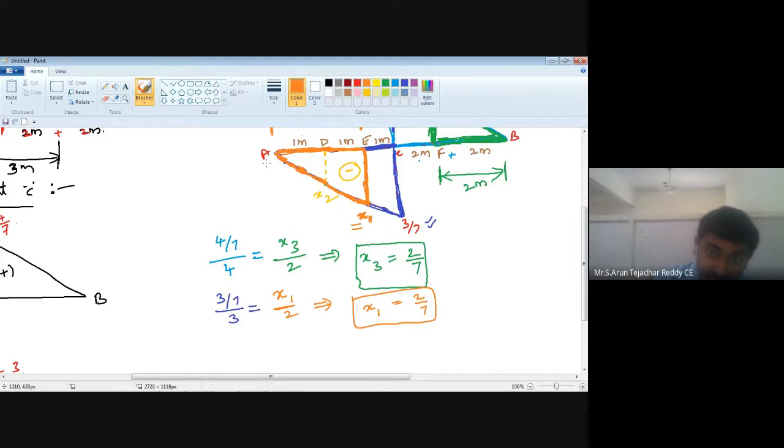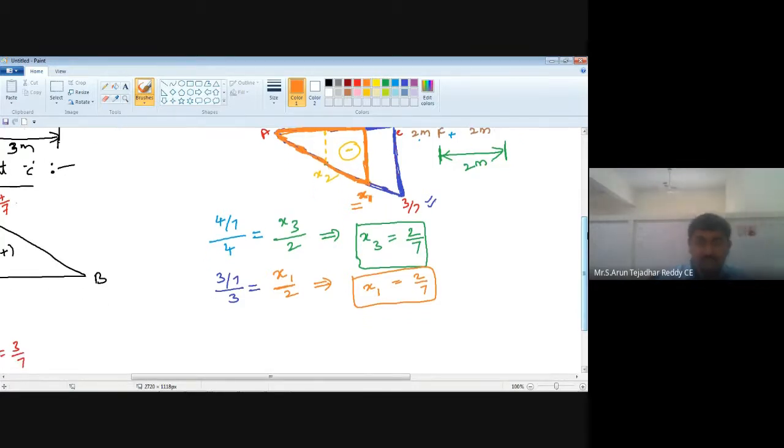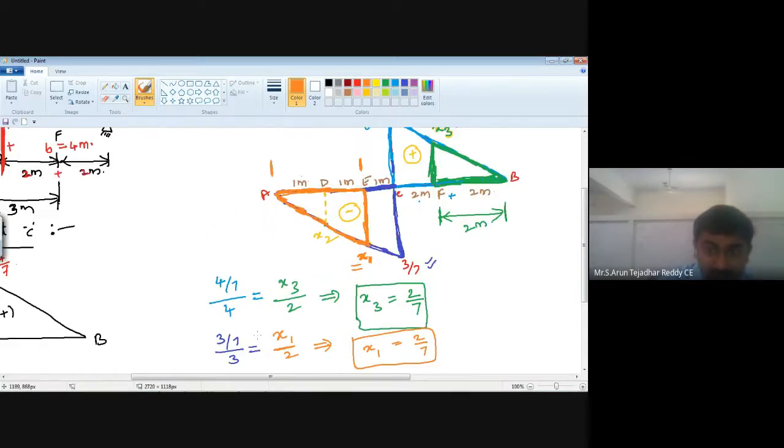Now what about x2? See, from this downward portion, our bigger triangle is always 3/7/3. Now what about the x2 value? So for x2, make one triangle. This brinjal color.